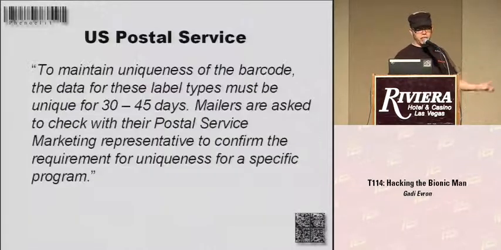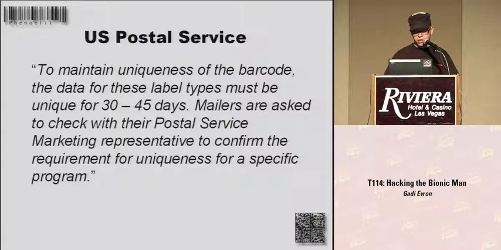Now, this unique identifier could be a problem because we're not able to predict it, but in the same specs it says: to maintain the uniqueness of the barcode, the data for these label types must be unique for 30 to 45 days. Mailers are asked to check with their postal service marketing representative to confirm the requirement for uniqueness. So it's absolutely random. It doesn't really care.